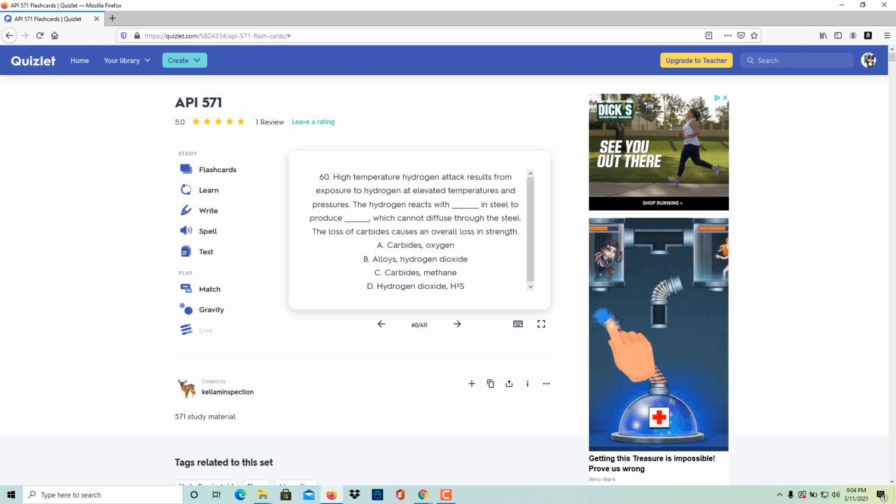High temperature hydrogen attack results from exposure to hydrogen at elevated temperatures and pressures. The hydrogen reacts with what in steel to produce what, which cannot diffuse through the steel. The loss of carbides causes an overall loss in strength. Hydrogen reacts with, I think it's the carbides, and produces, I think it's methane, maybe? Or maybe it's oxygen, I don't know. C. Carbides, and it produces methane.